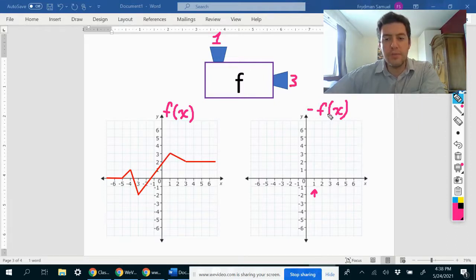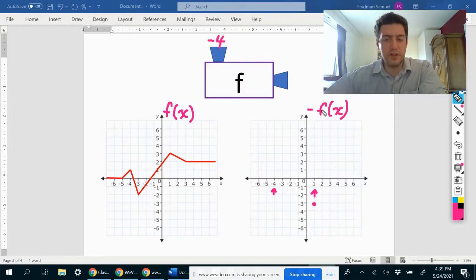Okay, so this would be 3, but then we're going to take the opposite of that. So we're going to put -3. What if we put, how about -4? What if our x is -4? So we put -4 directly into the function machine.